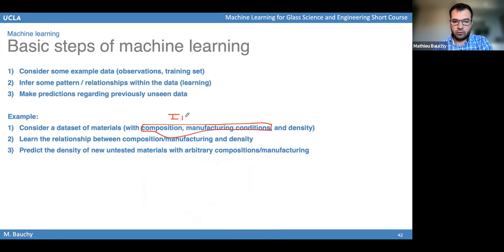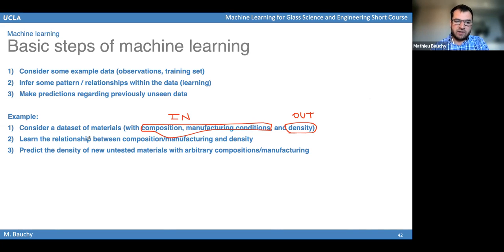This is what you will use as your variable, and the density, this is the output. This is what you want to predict. But in the case of machine learning, you need to start first with a data set where you have at the same time the input and the output. And so this is what you will use to first have your training data set.